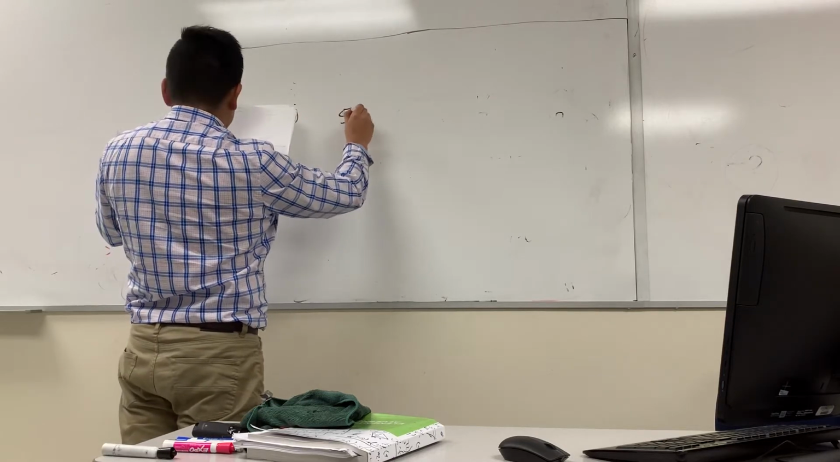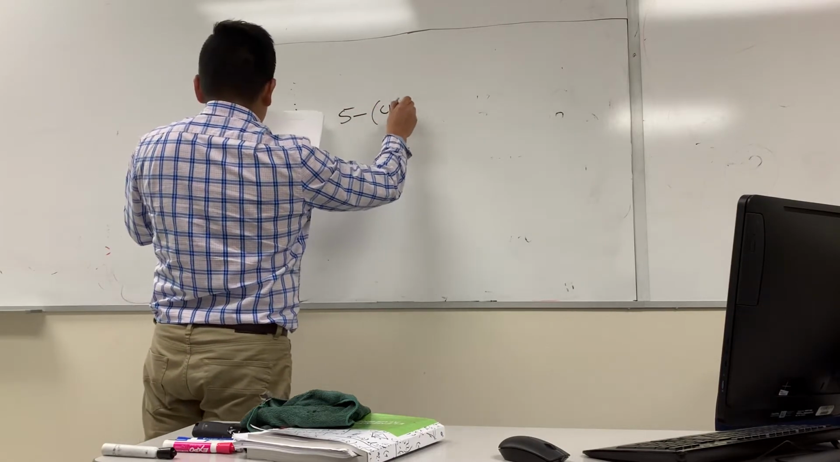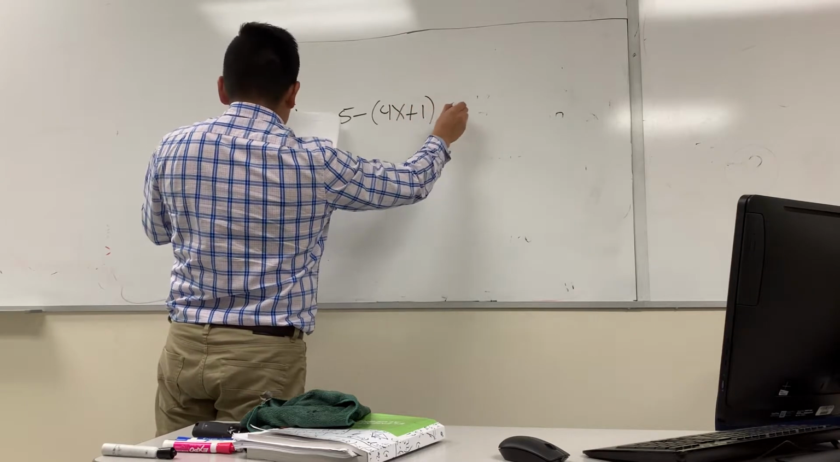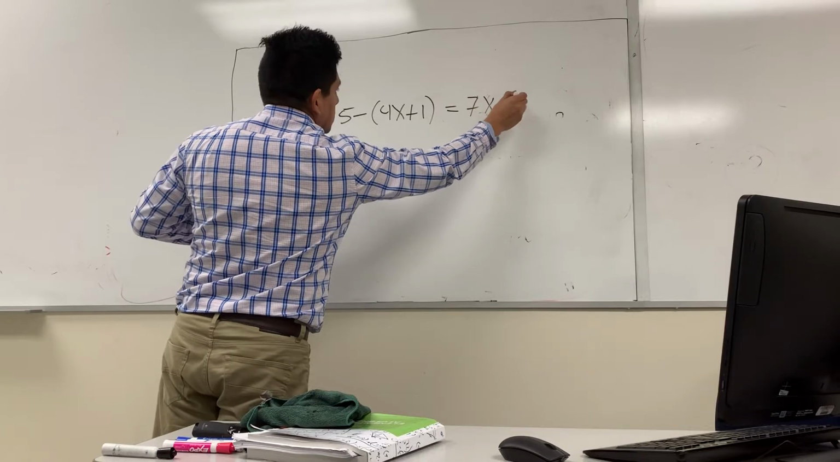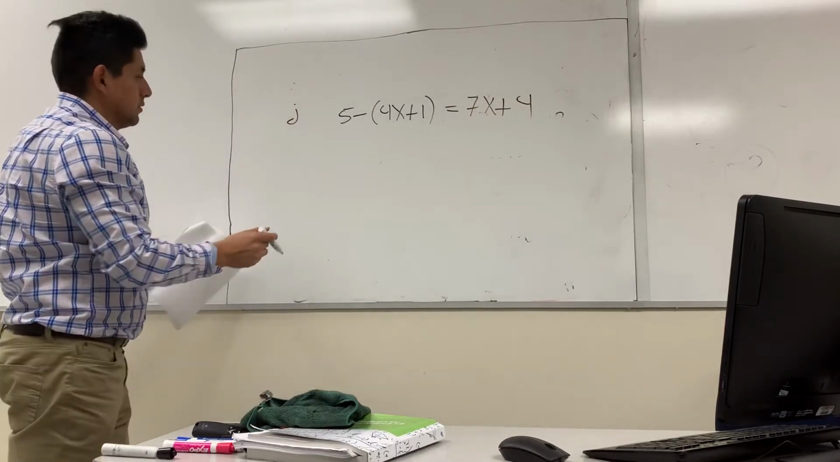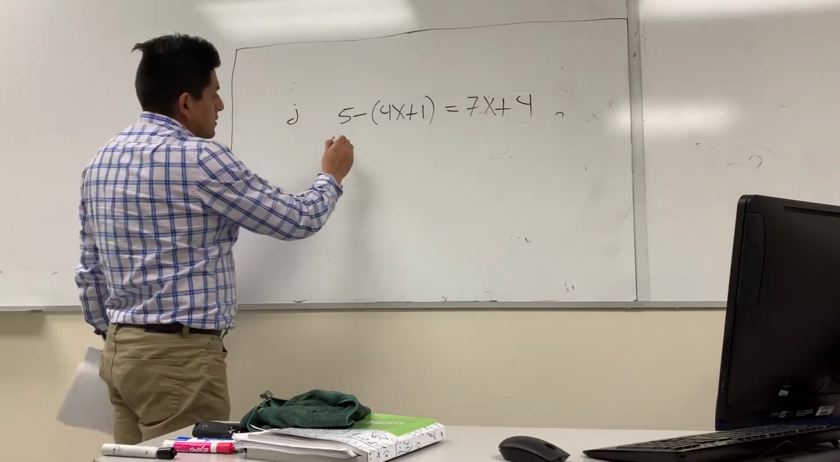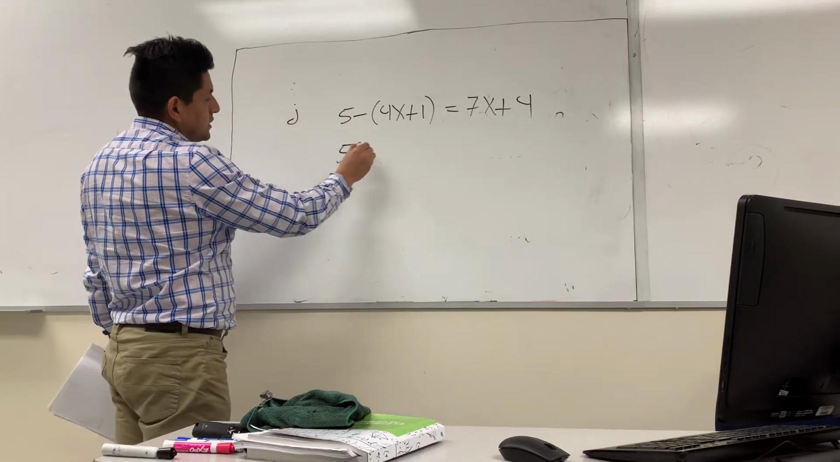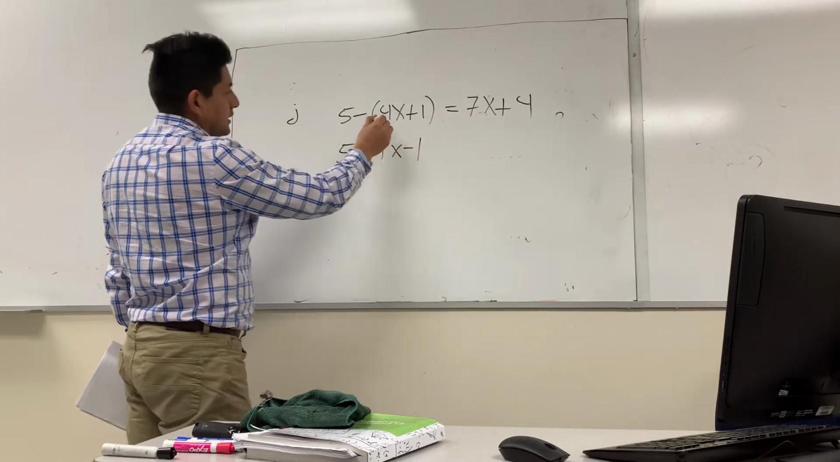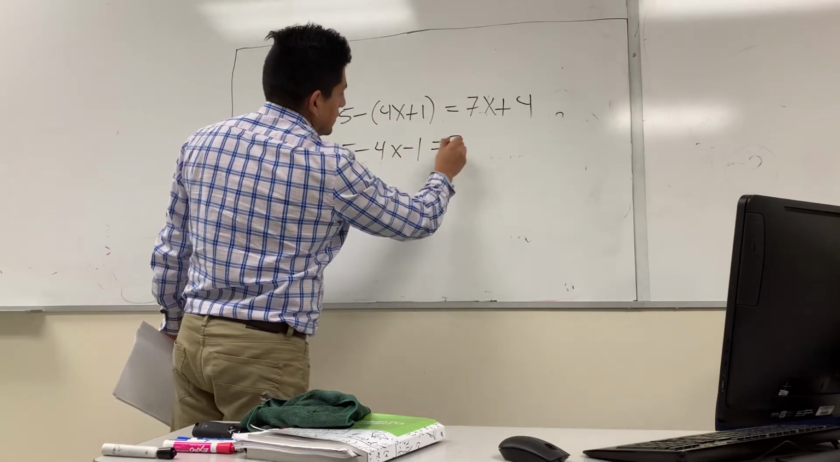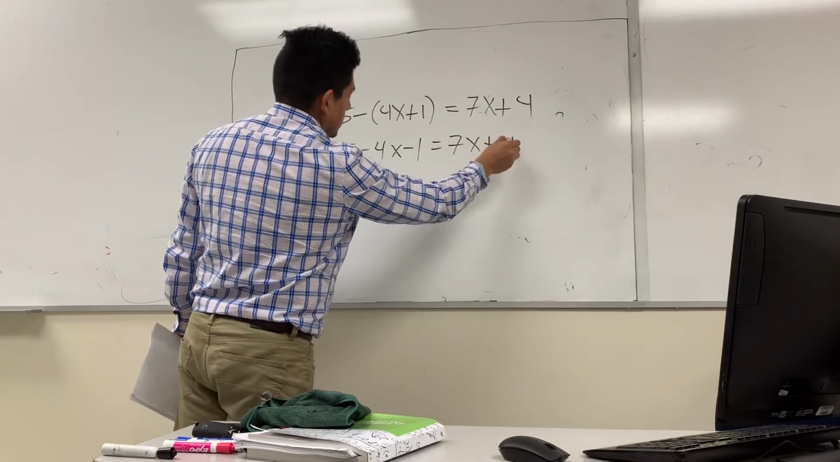This one is 5 minus 4x plus 1 equals 7x plus 4. So the negative will change everything inside as far as signs goes. That becomes negative, that becomes negative. Nothing I can do right here.